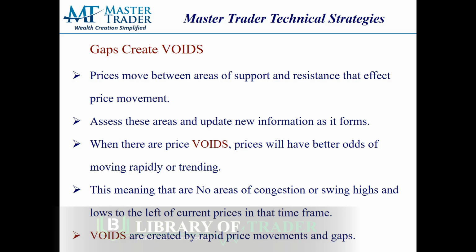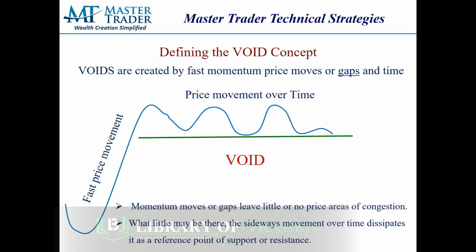rapidly or trending. So as we're going through our gap scans, we're looking for stocks that are not only gapping, but also have voids. So when there are no areas of congestion, swing highs or swing lows to the left of current prices, the odds are that prices will have the ability to move with relative ease. So here's what we're looking for. This is from the point of view of prices moving very rapidly.